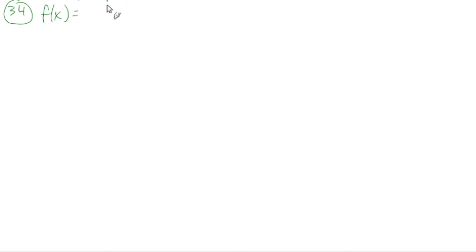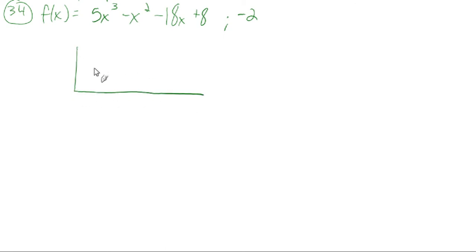f of x equals 5x cubed minus x squared minus 18x plus 8. And they're saying that negative 2 is a 0. They're saying that if you put negative 2 into this polynomial, you will get a 0. So if we do synthetic substitution, synthetic division, they're the exact same process, we should get a 0.